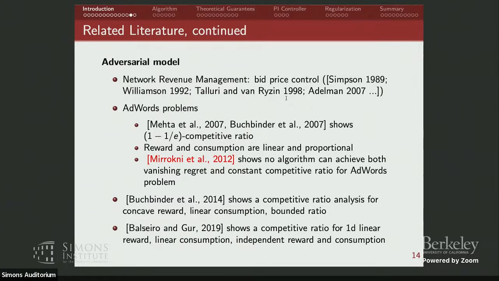In the adversarial case, there is also quite a lot of work, but many of them are on specific problems like network revenue management and AdWords. What I want to highlight here is that for the AdWords problem, there is indeed a previous work showing that no algorithm can achieve both vanishing regret for the stochastic IID case and a constant competitive ratio for the adversarial case. Later on, I am going to talk about our results. Our algorithm gets vanishing regret and also a competitive ratio for the adversarial case. That does not violate this result, because our competitive ratio is going to be data dependent. I just want to mention this upfront.